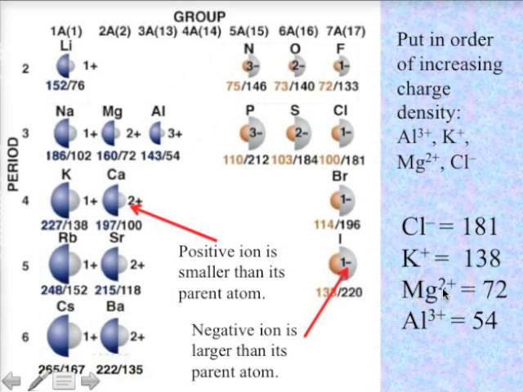Mg2+, the magnesium ion, is 72, right? Now we've increased the charge. We've doubled the charge of the magnesium ion. And because we're making a positive ion, it shrinks down the size of that magnesium ion. So this is going to have a much higher charge density than K+ or Cl-. And the winner of this, of course, is going to be the aluminum with a +3 charge in the numerator and a size of 54.